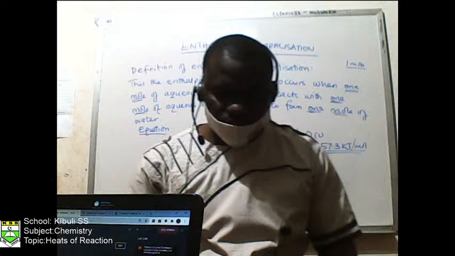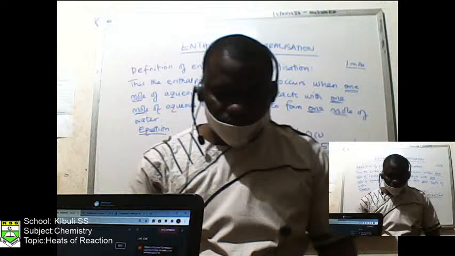It can be propanol, it can be methanol, it can be paraffin, or any other liquid which can burn to produce heat energy. And that method can be used to determine its enthalpy of combustion. The method which we described applies to substances which are in liquid form. In today's lesson, we are going to talk about enthalpy of neutralization.